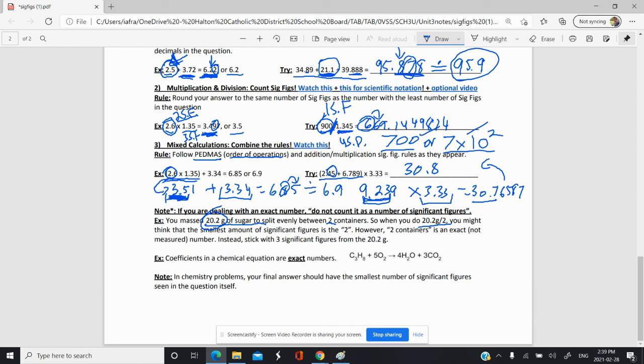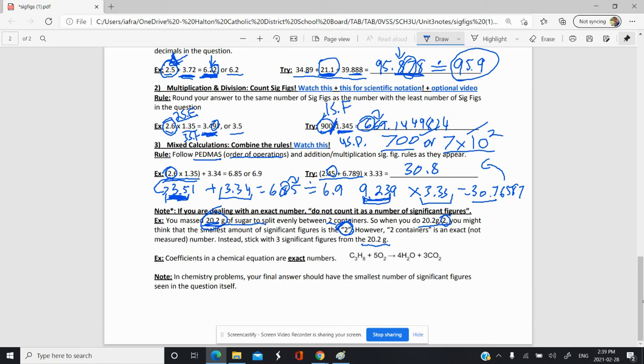And you'd think, well, since there's one significant figure here, I need to make sure I have only one significant figure in my final answer. But remember, this 2 is an exact number, so it really has an infinite number of significant figures. So you don't really count it. You just leave this as having 3 significant figures overall, because this 2 has so many significant figures. Just deal with the 20.2 grams that you have there, because those containers weren't a measurement. They were just an exact number. I have 2 containers here exactly.